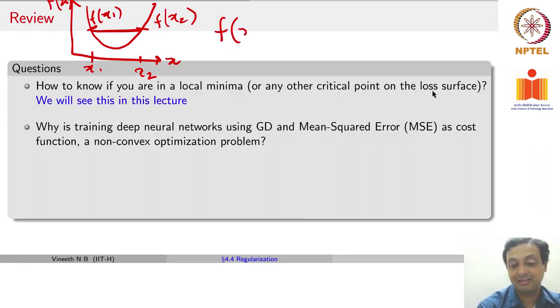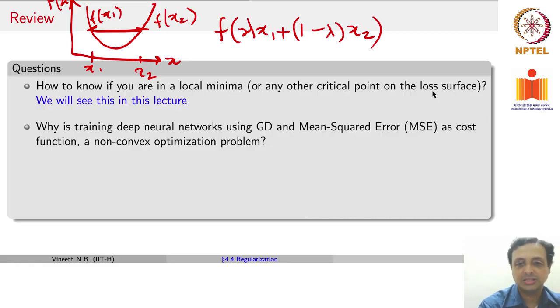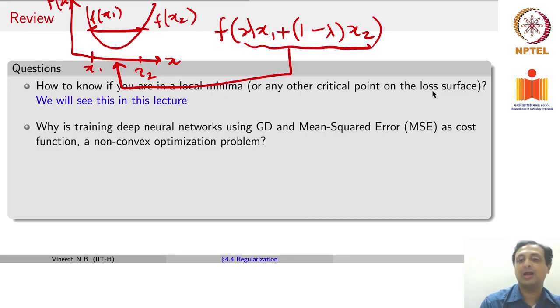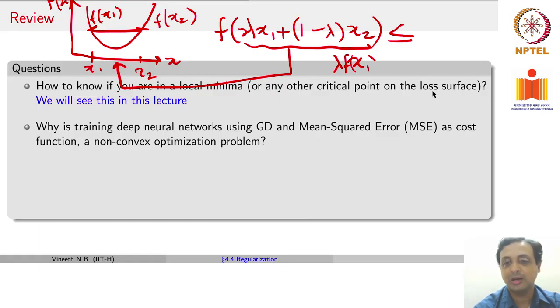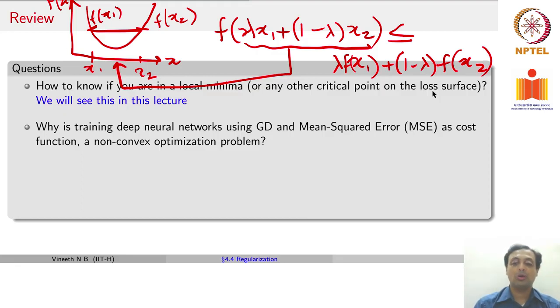So mathematically speaking, f of any combination between x1 and x2, so let's call it some lambda times x1 plus 1 minus lambda times x2, which is any point lying between x1 and x2, so f of lambda x1 plus 1 minus lambda x2 will always be less than or equal to lambda f of x1 plus 1 minus lambda f of x2. That's the definition of a convex function.